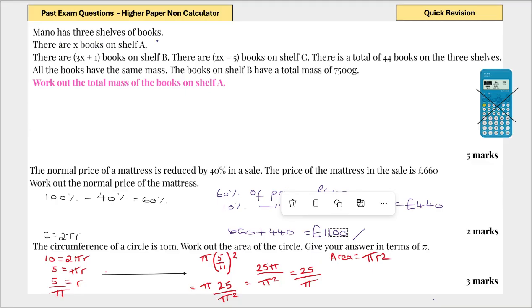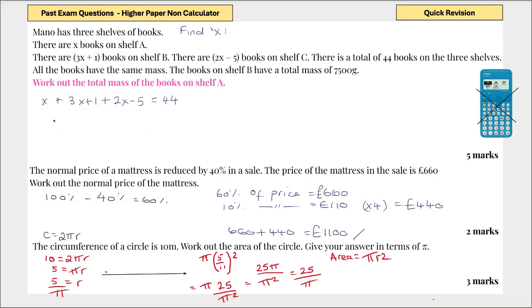Mano has 3 shelves of books. There are X books on shelf A. So we're looking to find X, the unknown. I'm just going to put that, find X. That's the objective. So I'm going to put X down here as a go. There are 3X plus 1 books on shelf B. There are 2X minus 5 books on shelf C. There is a total of 44 books on the 3 shelves, so our total goes there.